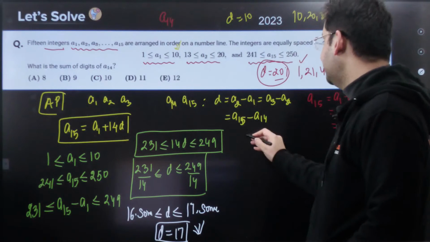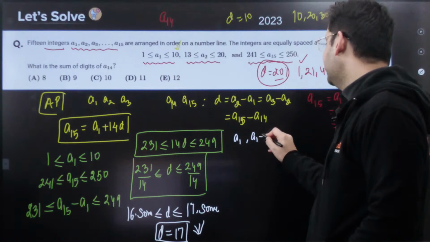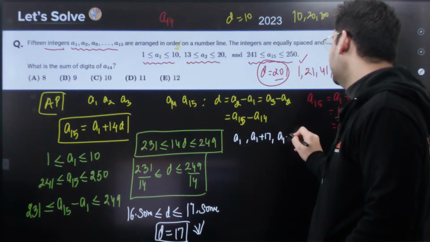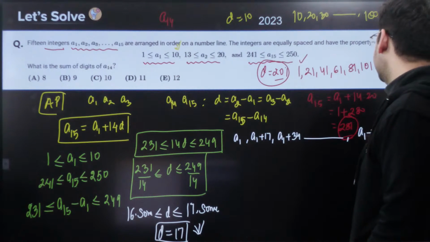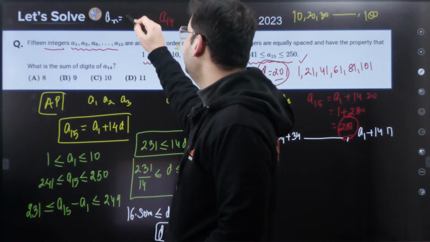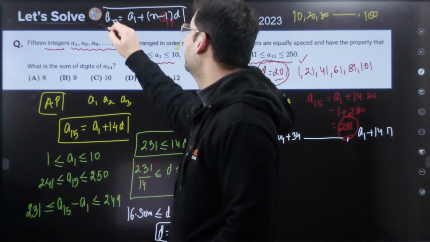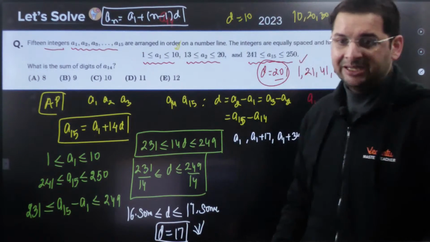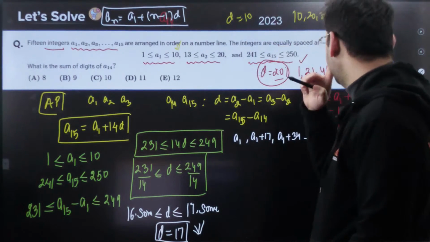इसका मतलब पहला नंबर जो भी है A1, अगला नंबर is going to be A1 plus 17, अगला नंबर is going to be A1 plus 34 and so on. And 15th number is going to be A1 plus 14 into 17 because the general term AN is A1 plus N minus 1 into D. Got it? I hope this is clear.